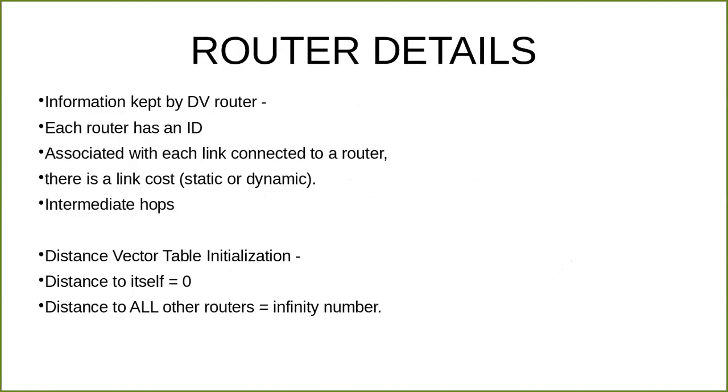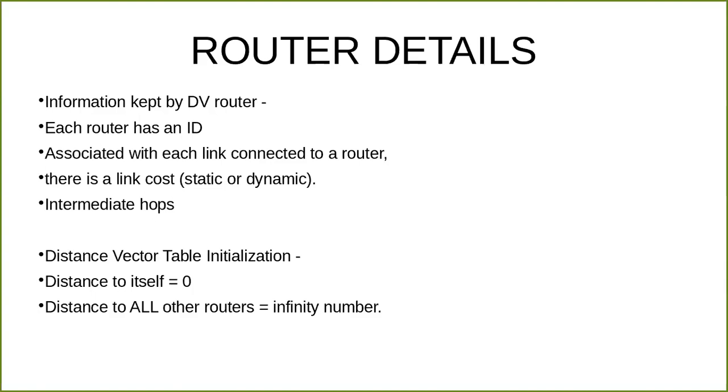So let me explain the router details before we move on to the algorithm. What is the information that we have to keep in every router? Every router should have its own router ID. Then, associated with each link connected to a router, there should be a link cost. Link cost can be either static or dynamic, and also the total number of hops, or the number of routers that a packet has to go through, is found out by using the hop count. So how many hops the packet is taking in order to reach the destination. These are the pieces of information which every router will be maintaining.